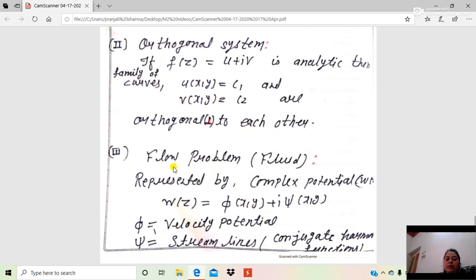The next application is the flow problem in fluid dynamics. The flow pattern is represented by a complex potential function W(z), where W(z) = φ + iψ, where φ and ψ both are functions of x and y. Here φ is known as the velocity potential and ψ is known as the streamlines. So this is the application of complex functions in flow problems.